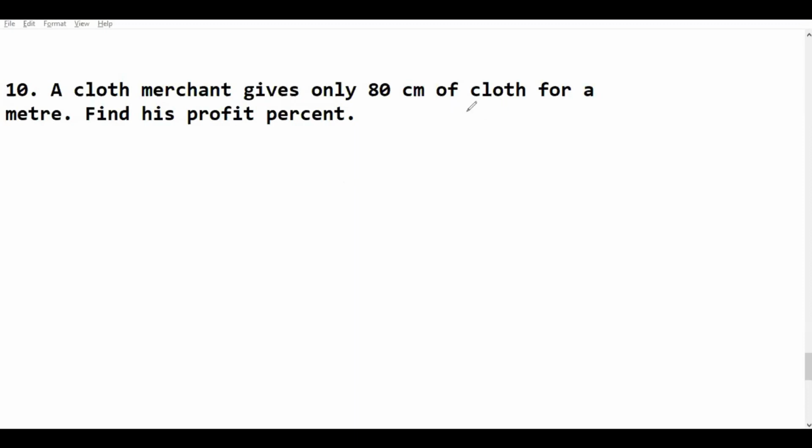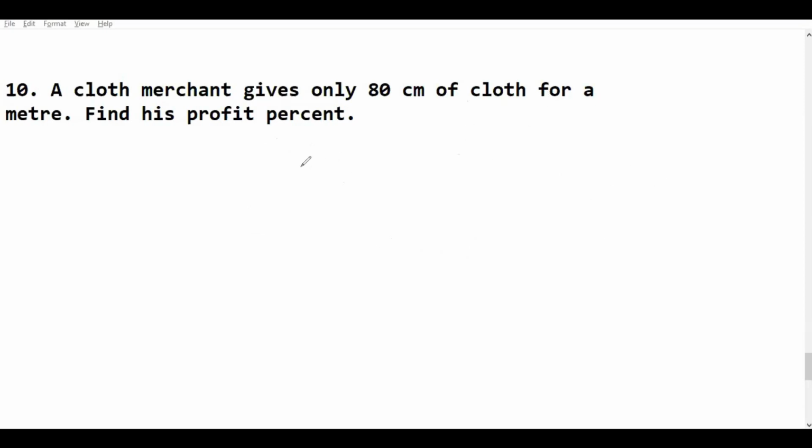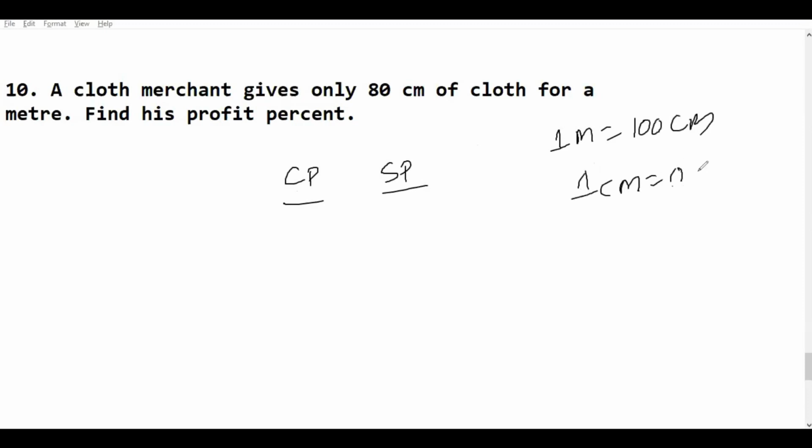Everybody knows 1 meter means 100 centimeters. There is a big cloth. This is 100 centimeters, but that fellow is giving only 80 centimeters. So the remaining 20 is his profit. Please understand cost price and selling price. 1 meter equals 100 centimeters. I am assuming 1 centimeter cost is 1 rupee. Then that merchant is giving only 80 centimeters for a 1 meter cloth.